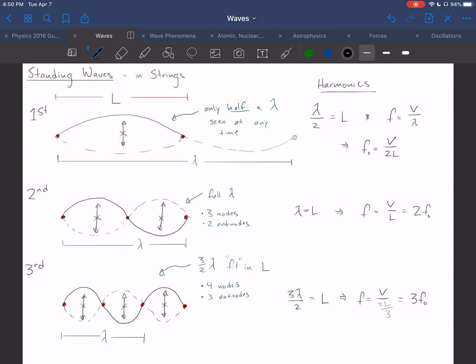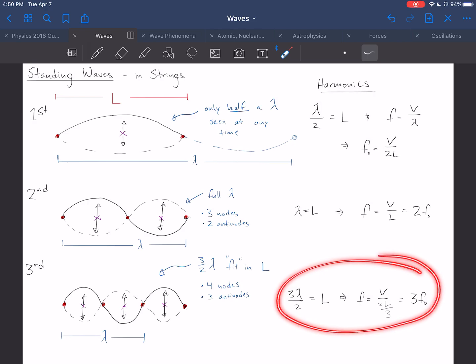I would strongly recommend stopping the video right here and then attempting to draw and diagram for yourself the fourth and fifth harmonics and to derive the relationship between the fundamental frequency and those harmonics yourself. That is something you need to be able to do. In other words, you should draw the same kind of diagram for the fourth, fifth, and maybe even sixth harmonics. Try that out and then calculate the frequency based on your diagram. Then look at the next page.